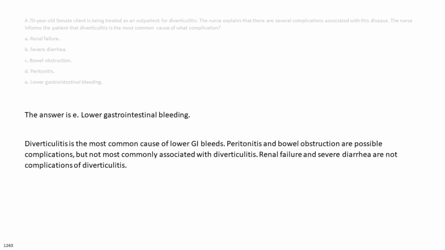The answer is E. Lower gastrointestinal bleeding. Diverticulitis is the most common cause of lower GI bleeds. Peritonitis and bowel obstruction are possible complications, but not most commonly associated with diverticulitis. Renal failure and severe diarrhea are not complications of diverticulitis.